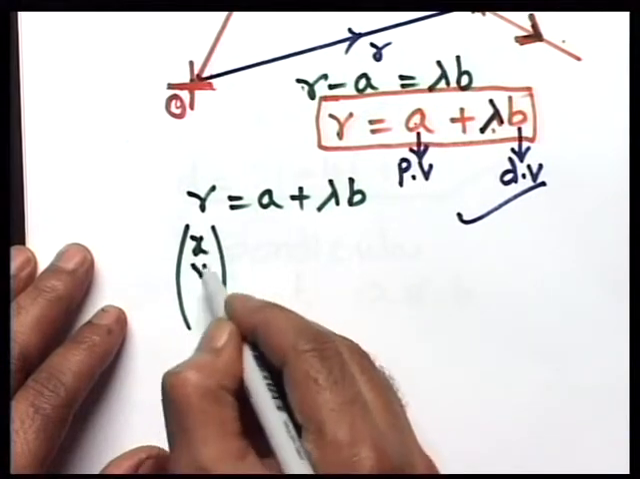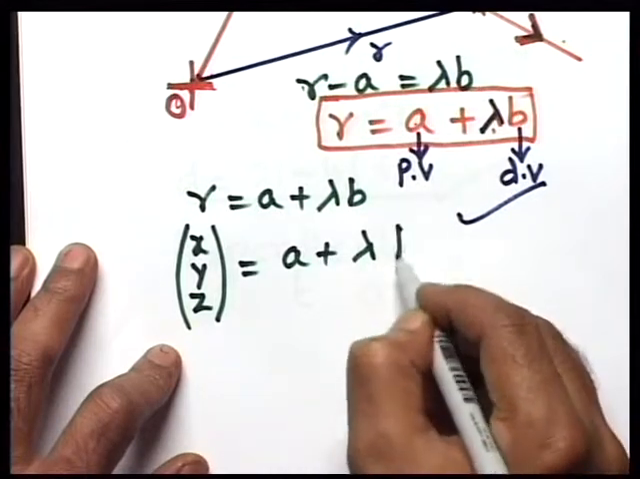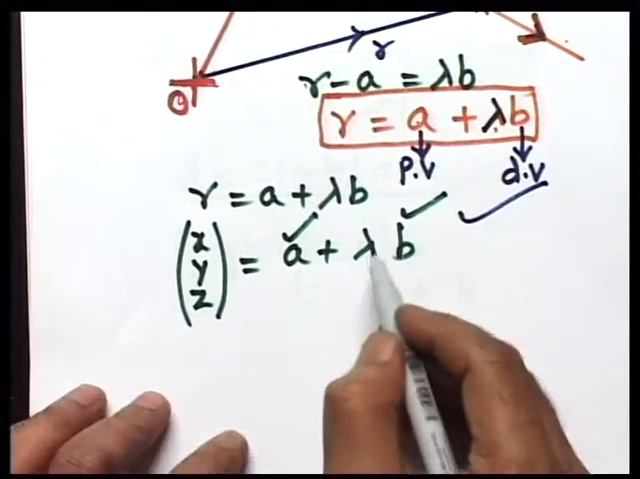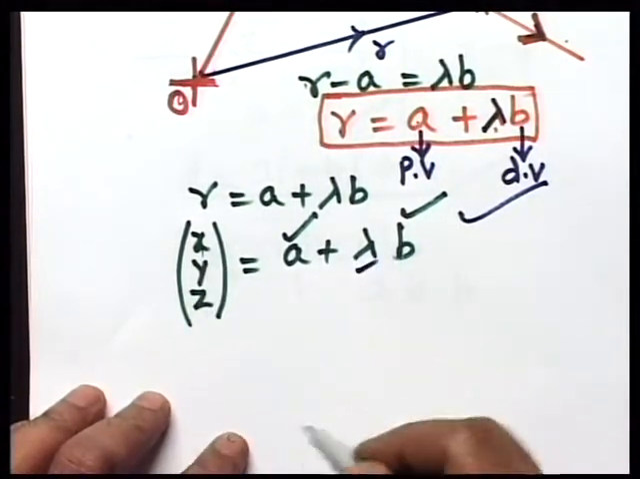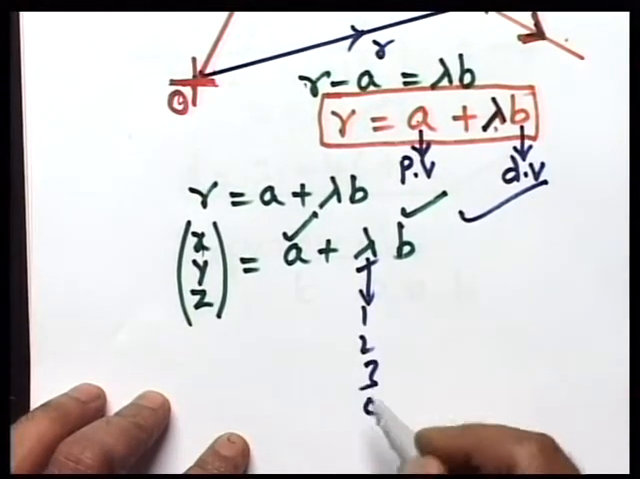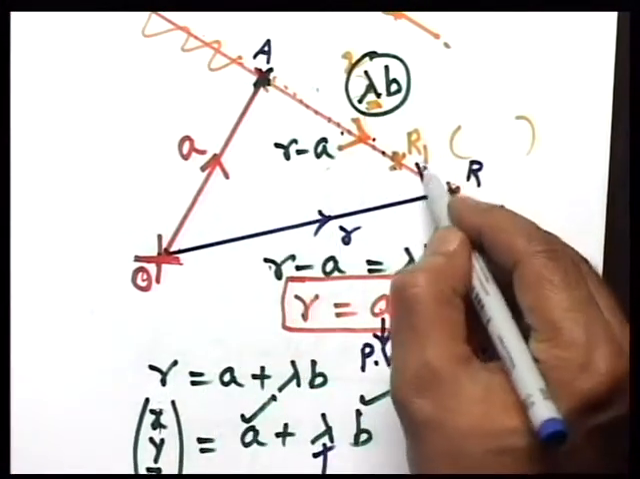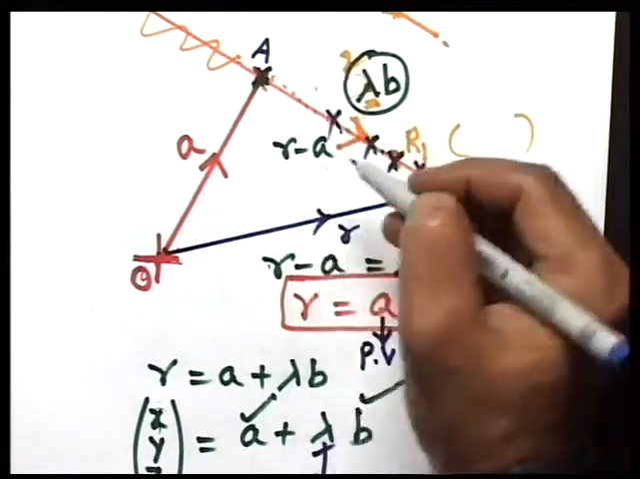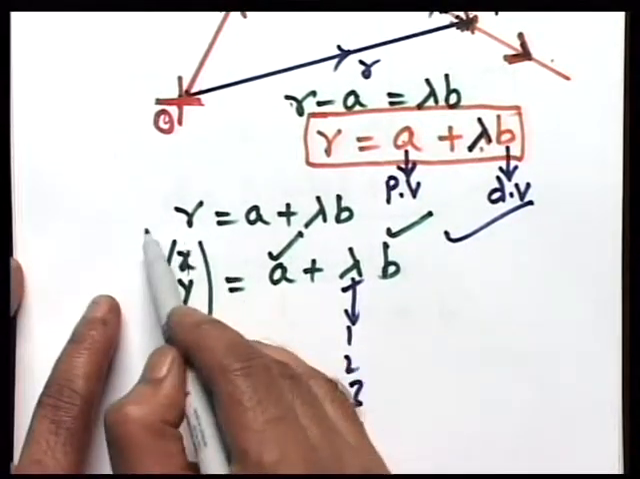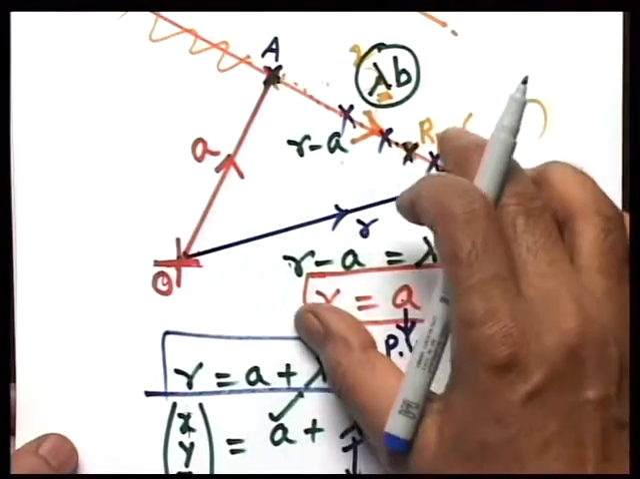So we can call it x, y, z, nothing wrong. R is equal to A plus lambda B. If we know A and B, then we can easily find x, y, z. As lambda changes from 1 to 2 to 3 to 4, the coordinates of those points also change as they move. So that is R1, R2, R3, R4, it goes like that. Very important, please remember, R equals A plus lambda B. Right, that's the vector equation of a straight line.